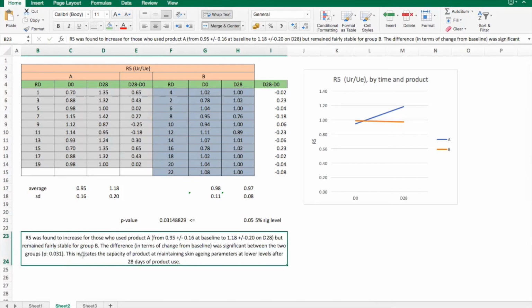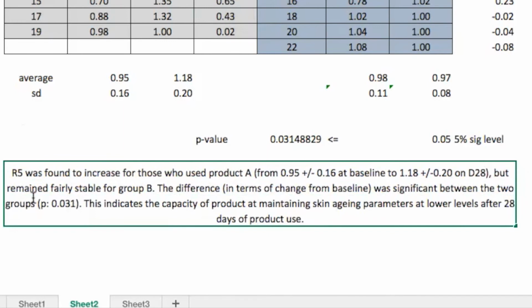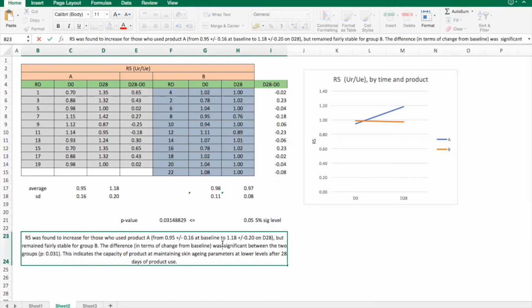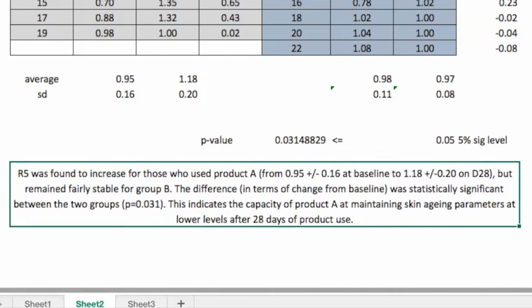So R5 was found to increase for those who use product A. It remained fairly stable for product B. The difference was statistically significant between the two groups. Product A maintaining skin age values at low levels. Here you go. That's it.